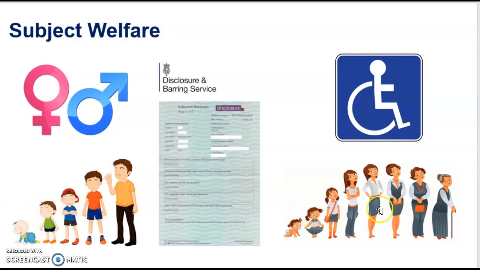So again, males, females, and also disabled candidates. So if you're looking at, say, 60 participants, you might have, say, 4, 5 or 6 that have a disability. How do you make sure that they are going to be safe in their testing?